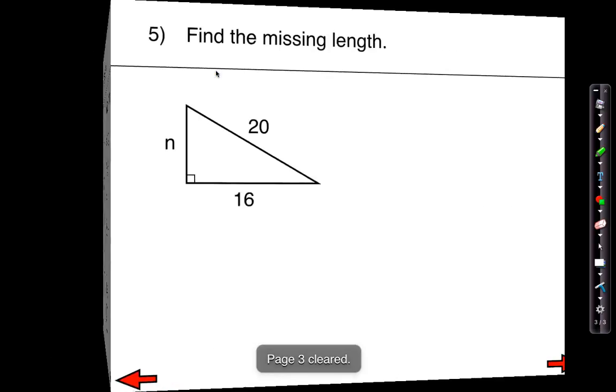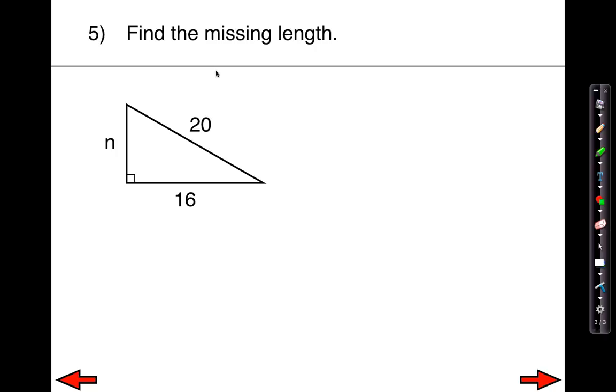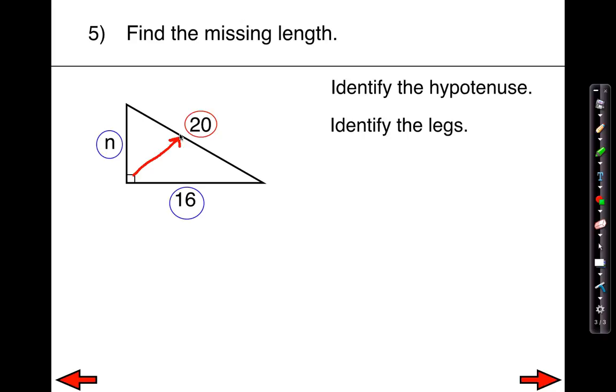Okay, so let's try another one. Here, find the missing length. So once again, it's always important to first identify the hypotenuse. It's going to be right across from the right angle. So in this case, it's 20. So that would make n and 16 the legs. So I'm just going to plug it into my formula. n squared plus 16 squared equals 20 squared.